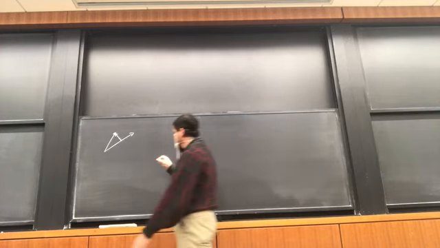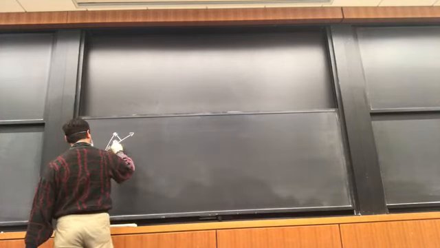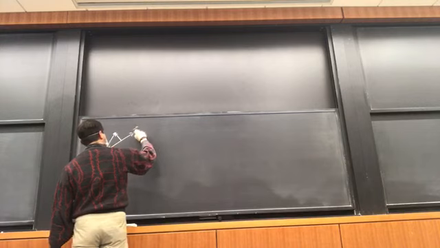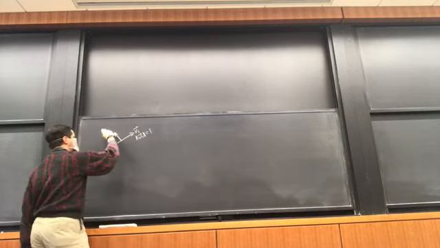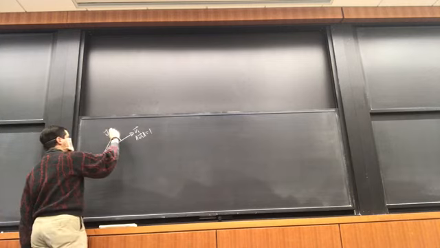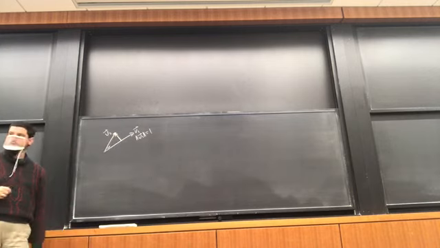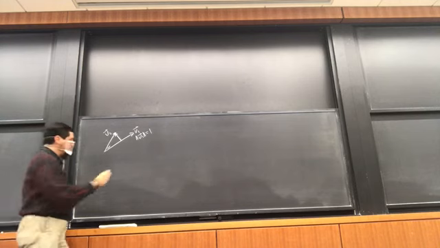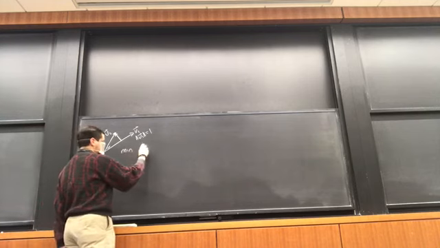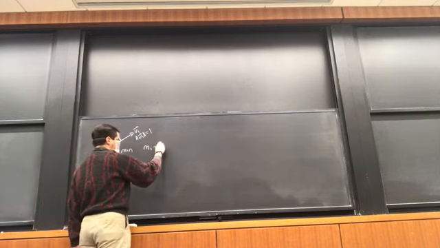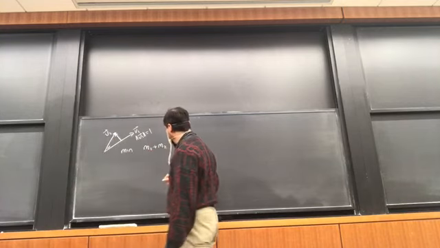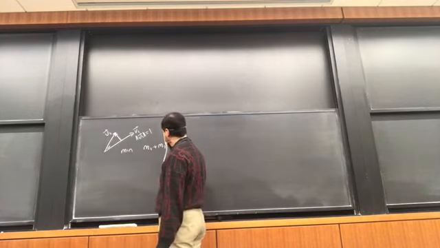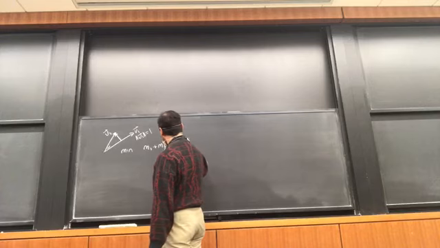I believe we were calling this alpha. We said this was V1, and the length of V1 was 1, and this was V2, and it had length greater than or equal to V1. And I believe we wanted to minimize M1 plus, was it M2 cosine alpha? Or was it sine alpha?